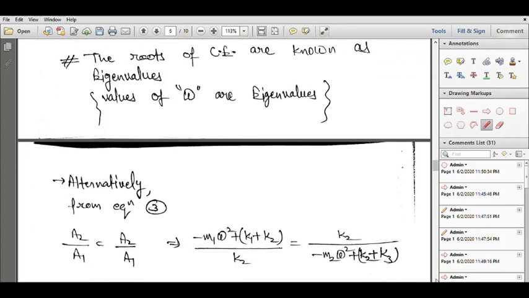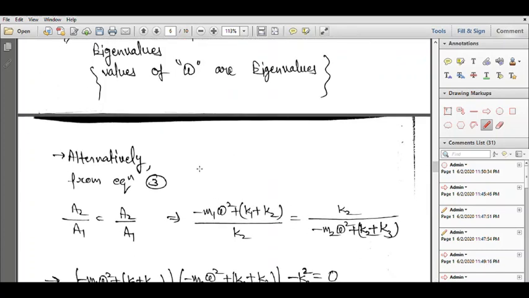Now we'll take the other view also. See, if you can remember, from equation number 3 we have the values of a2 and a1, and we got two distinct values of a2 by a1. In the first formula, a2 by a1 was equal to minus m1 omega square plus k1 plus k2 by k2, and the second formula for a2 by a1 was k2 by minus m2 omega square plus k2 plus k3. Because both are formulas for a2 by a1, I can put the first formula equal to the second formula of a2 by a1.